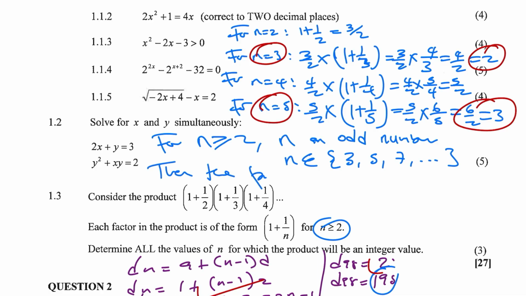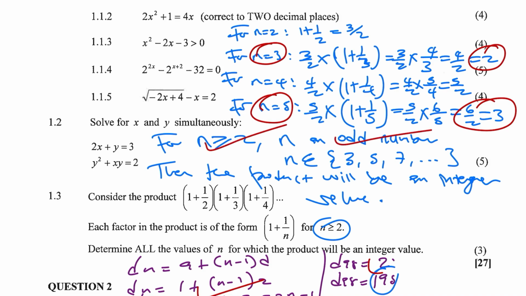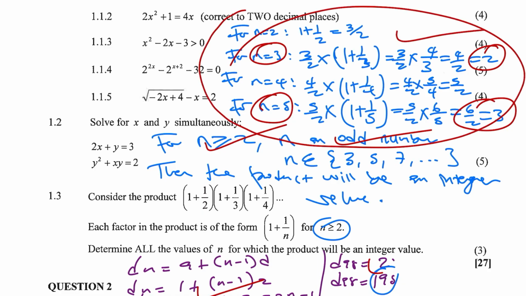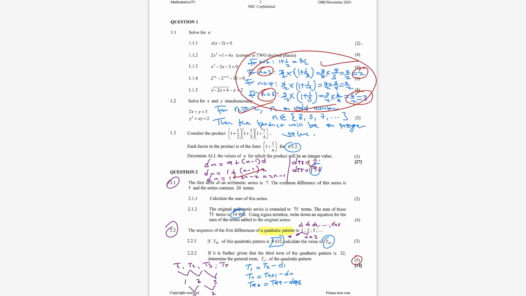then the product will be an integer value. And it's just 3 marks. You get your 3 marks just by saying this and showing us how you worked it out. And that's how you get your 3 marks.